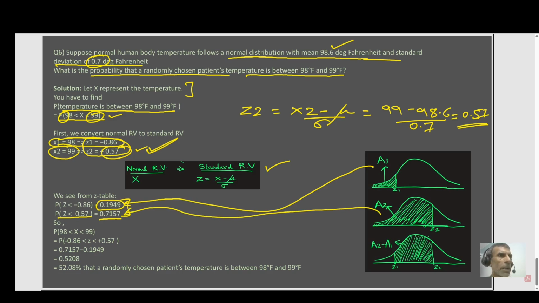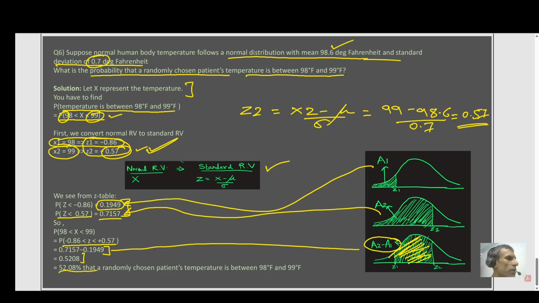So the probability that your z lies between minus 0.86 and plus 0.57 would be this area in between. You have to find this area. By looking at the diagram, this visual picture, you can tell that the area is going to be equal to A2 minus A1. This is exactly what I'm doing over here. All this calculation is doing A2 minus A1, and the answer comes out to be 0.5208, which is a 52.08% chance that a randomly chosen person's temperature is between 98 degrees and 99 degrees Fahrenheit.